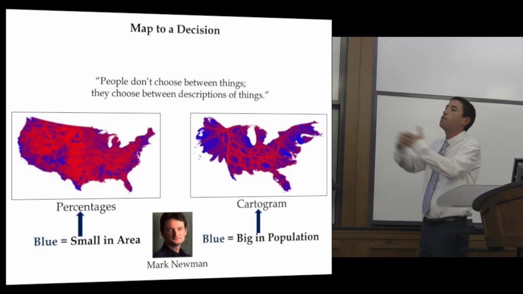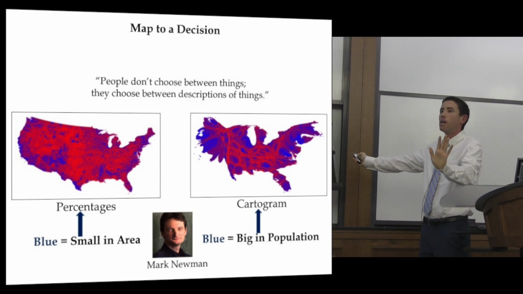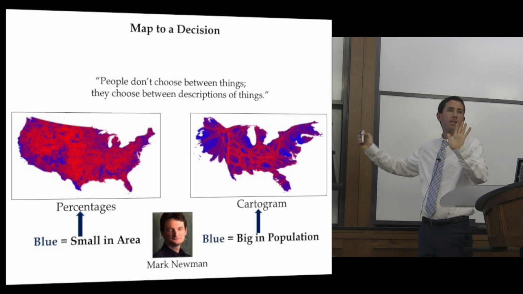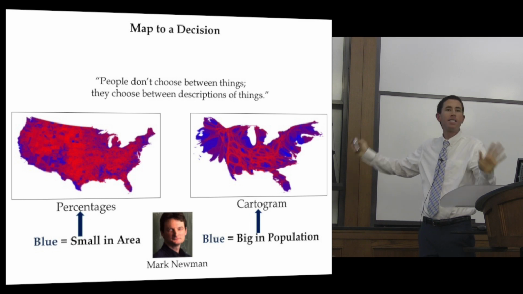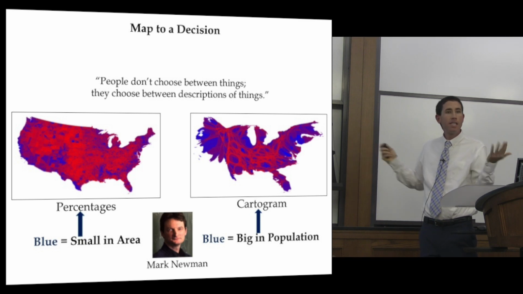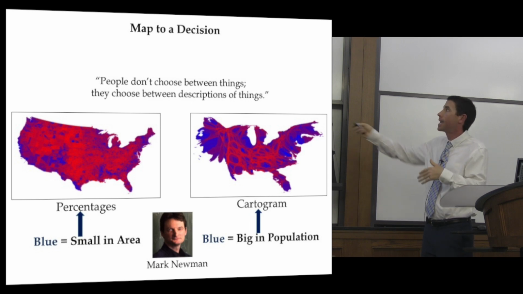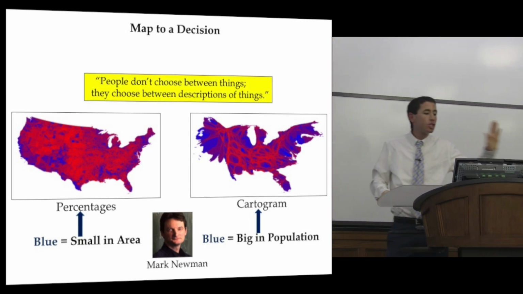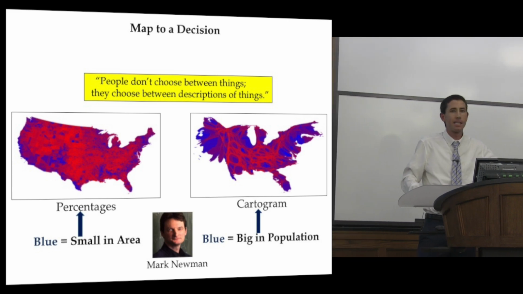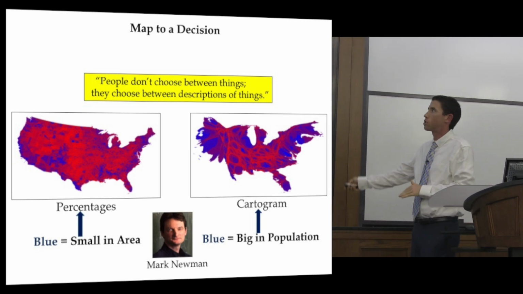And so you're imagining, if you want to paint a vision of what the United States looks like in 2016, you have a decision to make. Which map are you going to show people? Again, getting back to this idea: people don't choose between things. They choose between descriptions of things.